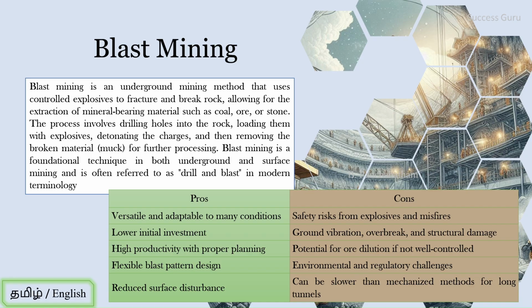Then the potential for ore dilution if not well controlled. So if the design and pattern is not properly controlled, what happens? The blast will also break the country rock, which leads to the dilution of the ore, right? That is the third disadvantage. Then there are environmental and regulatory challenges. When you are going for a blast in underground, there are so many restrictions that we have to follow. So that will be a very big challenge to work. And the last disadvantage is that it can be slower than mechanized methods for long tunnels. So if you are planning for long tunnels, going for a machine will be quite a bit faster when compared to the blast mining method.